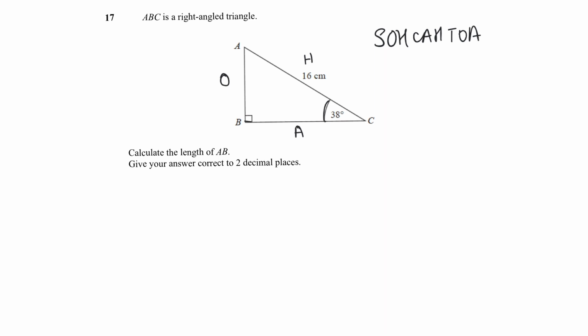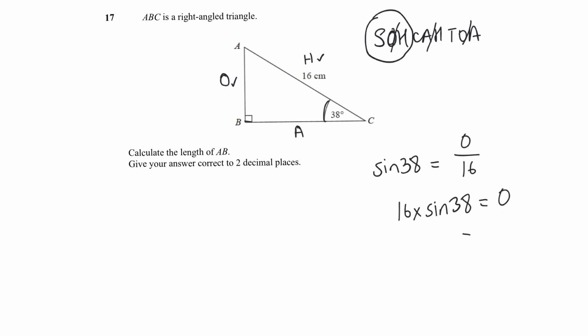So we are trying to work out the length AB, which is our opposite, and we've been given our H. So we're looking for the one that involves both O and H, which is SOH. So it's going to be sine 38 is equal to O over 16, so it's always O over that other letter. Then rearrange it: 16 times sine 38 would give us the answer for O. Putting that into our calculator would leave us with an answer, to 2 decimal places, of 9.85 centimeters.